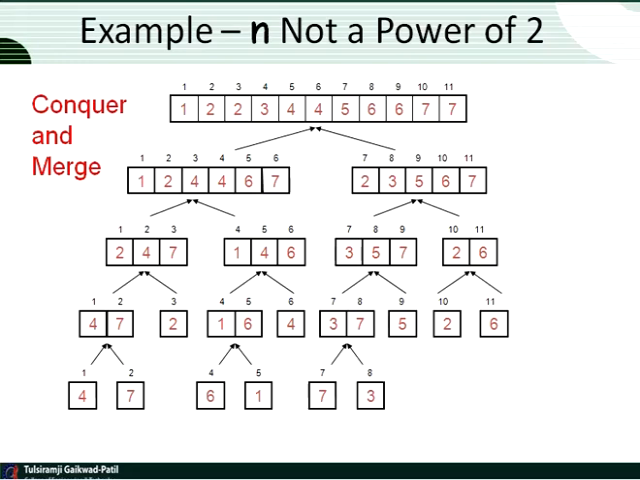So 4 and 7, which one is smaller? 4 is smaller than 7, so 4 will be kept first, and then 2. Next 6 and 1 are compared, so 1 will be smaller and 1 will occur first before 6, so 1 comma 6. 7 and 3 are compared with each other, and we'll get 3 and 7. Now we have 4 7 2, 1 6 4, 3 7 5, 2 6, like this.